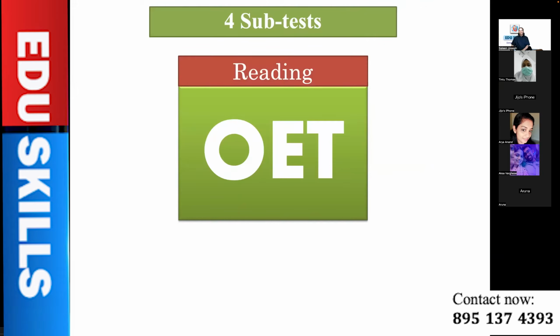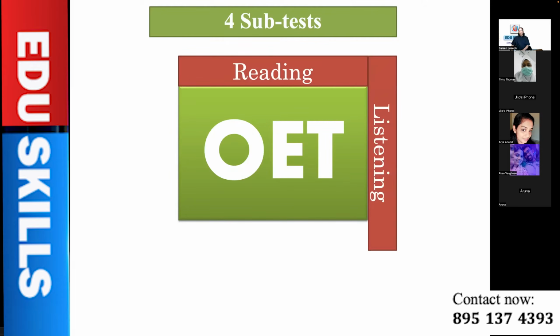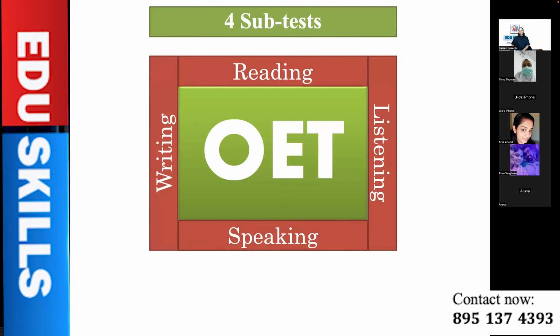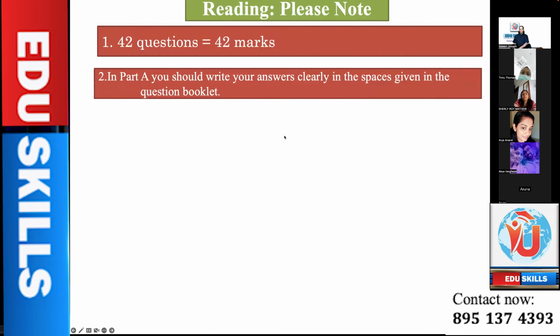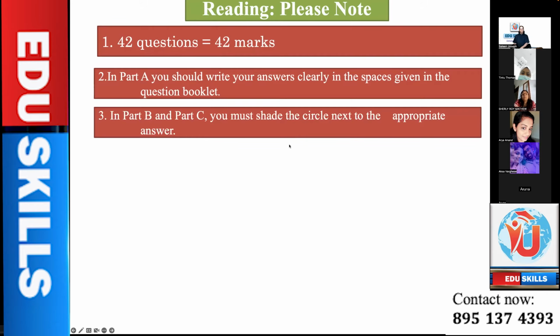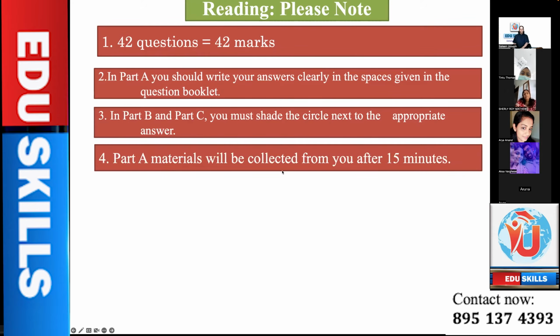You know, OET has 4 subtests: reading, listening, speaking, and writing. And reading, please note, 42 questions, 42 marks. 2, in part A, you should write your answers clearly in the spaces given in the question booklet. If you write somewhere else, that will not be considered. In part B and part C, you must shade the circle next to the appropriate answer. There will be a circle, you have to shade the circle.